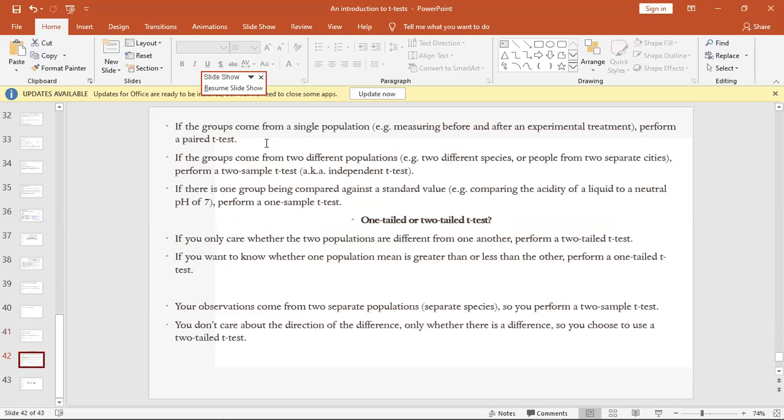If there is one group being compared against a standard value, for example, comparing the acidity of a liquid to a neutral level of pH, perform a one sample t-test. Always we use a one sample t-test to compare with the standard value. Another question: how to check whether it is a one-tailed or two-tailed test? If you only care whether the two populations are different from one another, perform a two-tailed test. If you want to know whether a population is greater than or less than, you have to go for a one-tailed test. That is how one-tailed and two-tailed is explained.